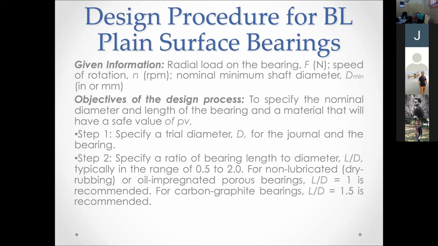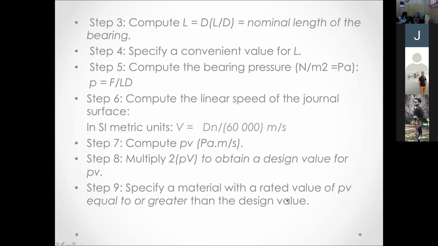So as you increase the L by D ratio, that means length will increase also, for the same diameter, then the bearing will generate higher temperature and should be able to withstand higher temperature. That is why for carbon graphite bearings, L by D ratio is taken higher, that is 1.5. Please remember this. This is possible only when the bearing has higher capability of temperature. Then you have to compute L on the basis of this.